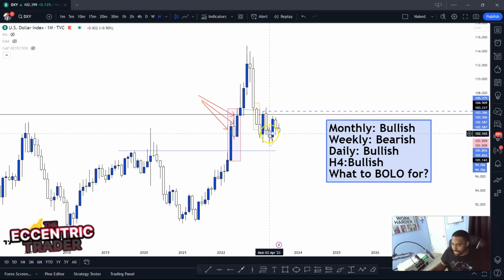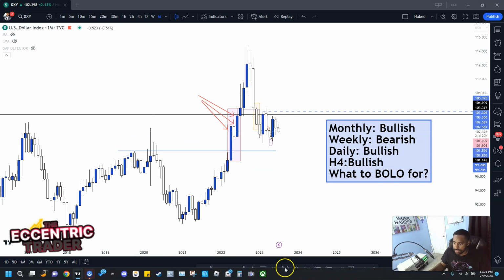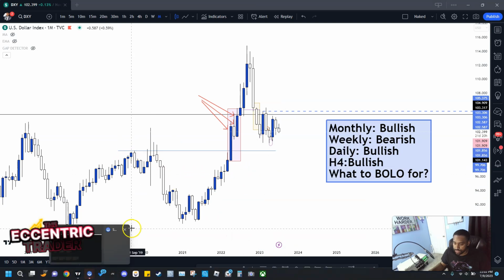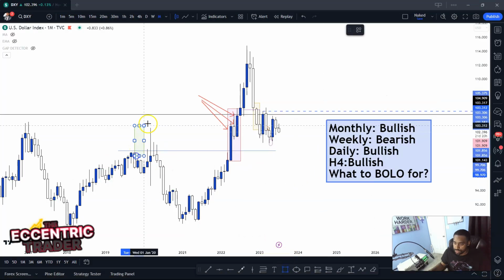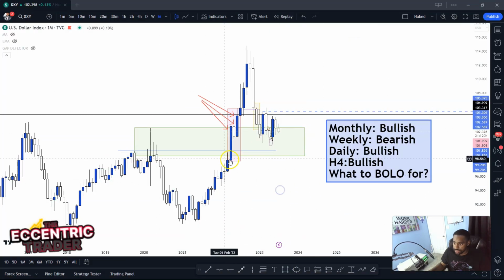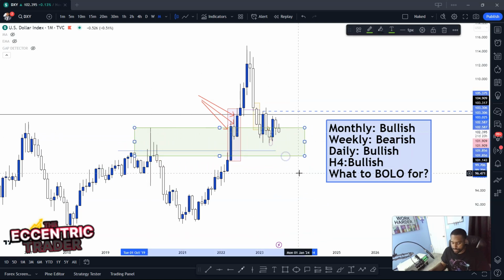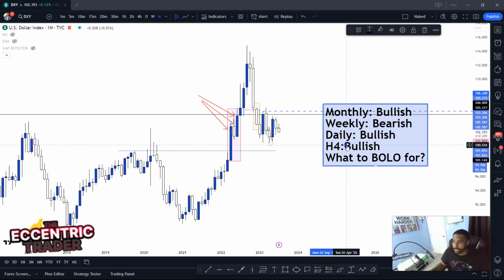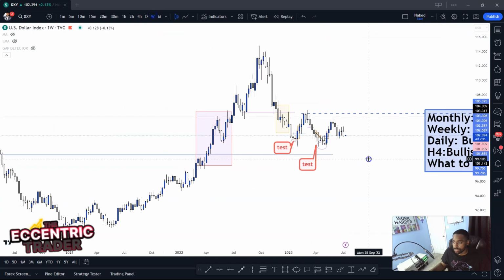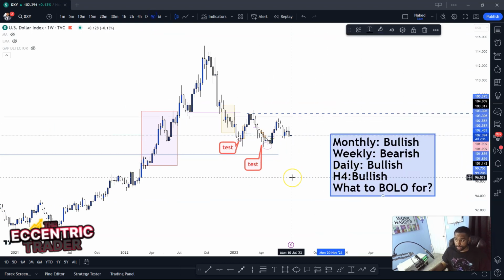114.82, then came back down to test newfound support, right? So all of this right here. So you have all of this right here. This is that newfound support. Newfound support that the market could potentially bounce off of to continue its bullish trend. All right, let's go to the weekly. All right, weekly time frame.